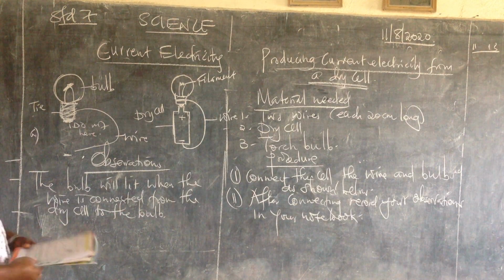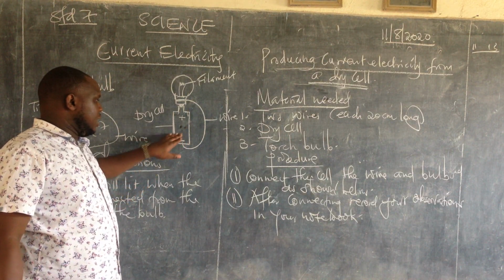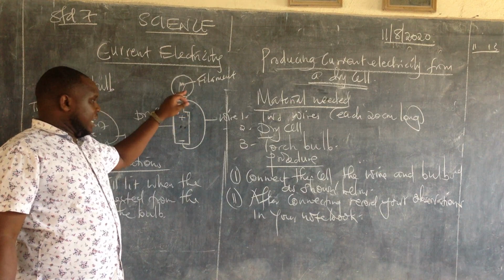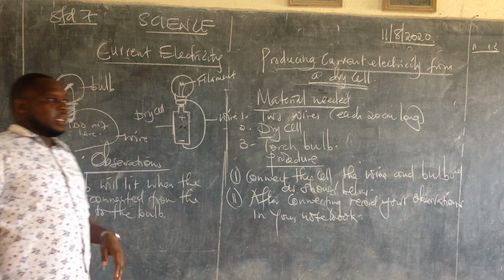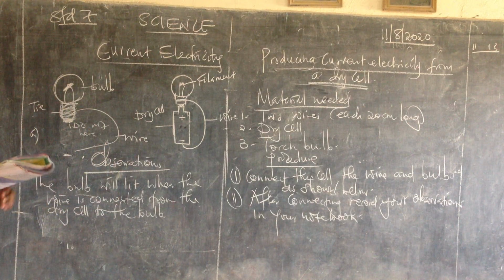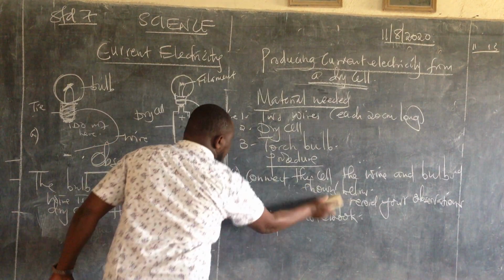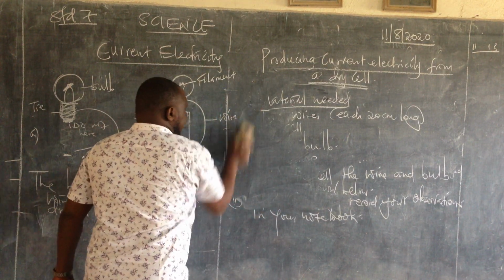So this one is going to light because it's carrying electric current from the dry cell through the wire to the bulb, and you see this one glowing red, and eventually it will light. Now, number two, the wire provided the path for the charge. That is number two.